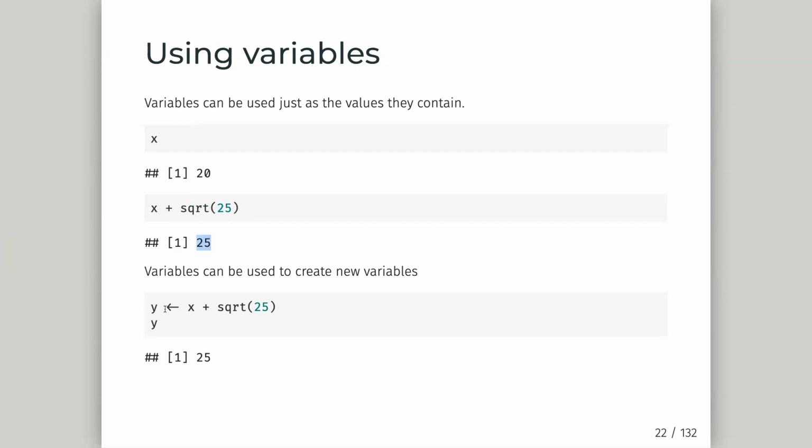I haven't assigned it anywhere yet, but here I can do y. I can assign to it the result x plus the square root of 25. It's going to do 20 plus 5, and now y is 25. So we can use variables with other variables or to create new variables.